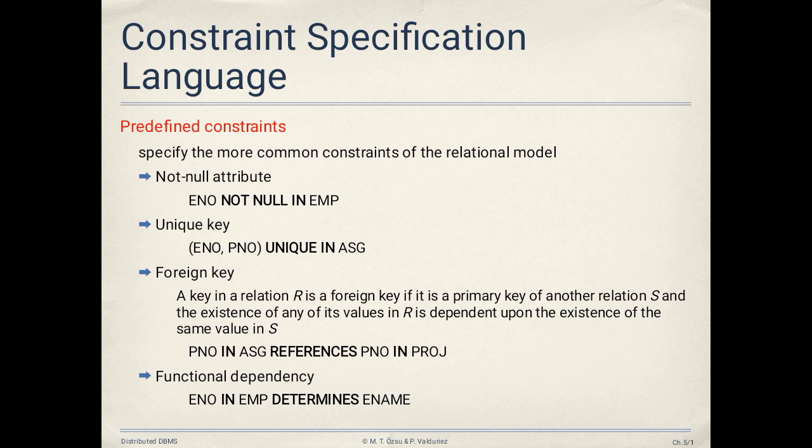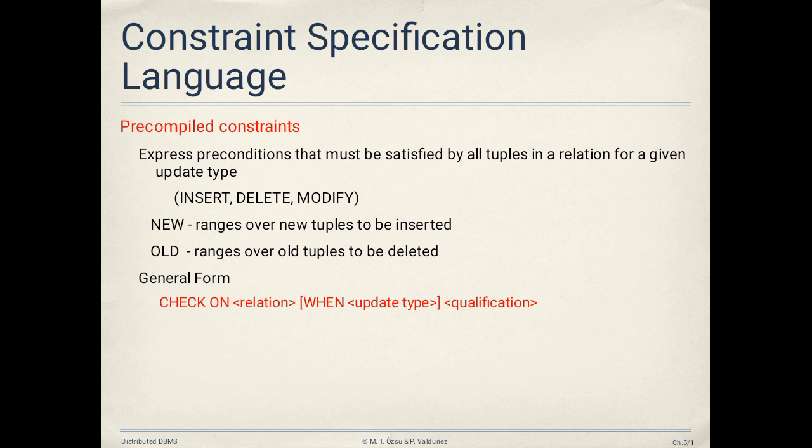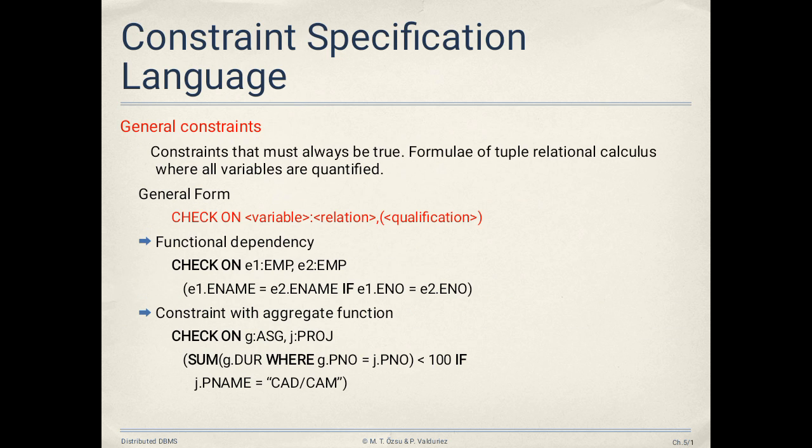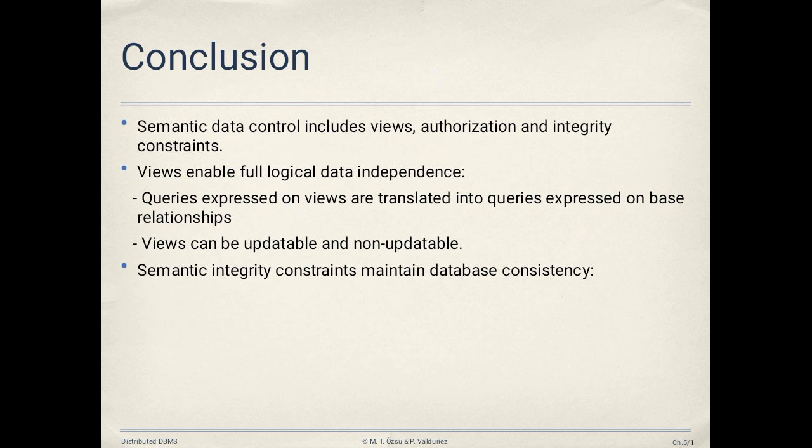There is also enforcing semantic integrity constraints, which consists of rejecting the updates programs that violate some integrity constraints. So the major problem is that we have to apply efficient algorithms. This is the precompiled constraints, I already told about this. This is the general constraint: check on functional dependency, and constraint with aggregate function.